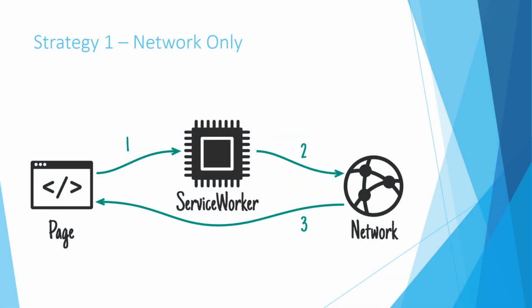Strategy number 1, network only. Here, the client or the page makes the request, the service worker intercepts it and passes the request to the network. The returned response is sent back to the client or the page. You see that there is no caching involved here. Still, it is a caching strategy. Use this strategy where there is a very high importance to actual data, for example, stock exchange data, where we cannot afford to show any older prices to the user.